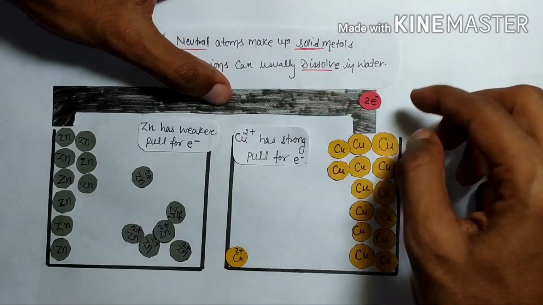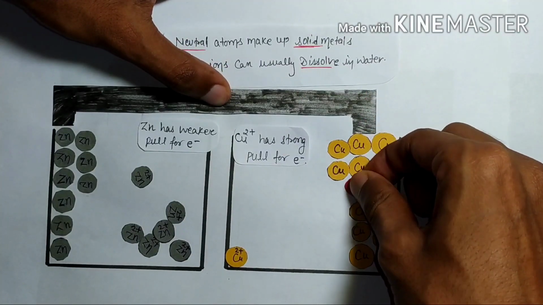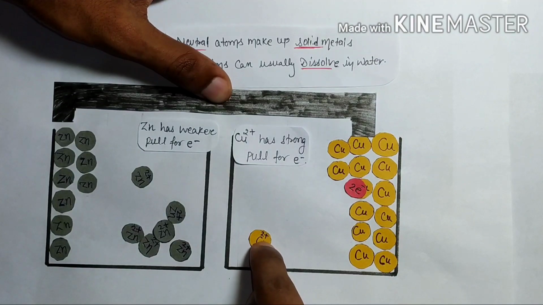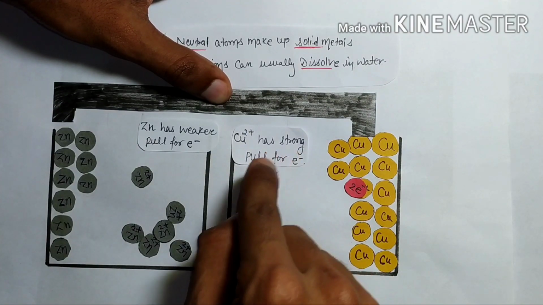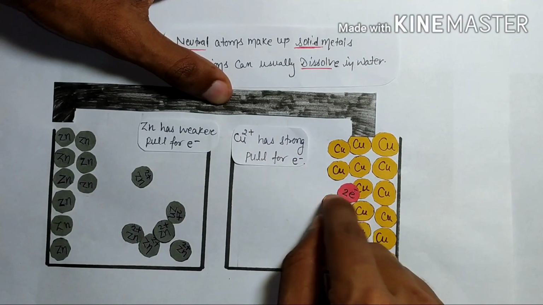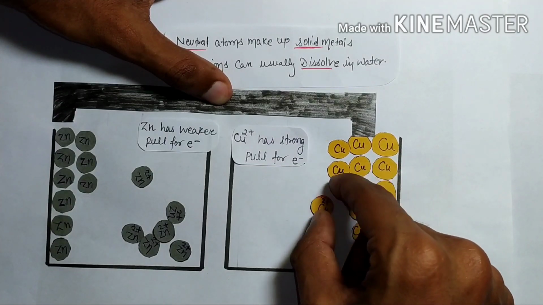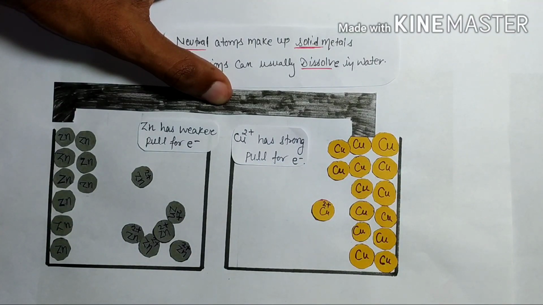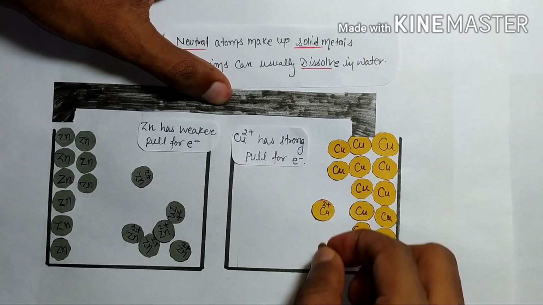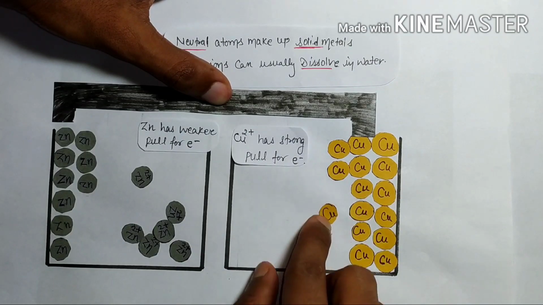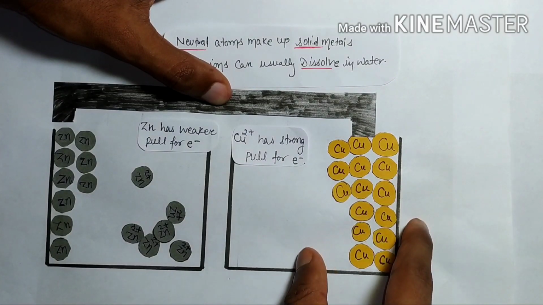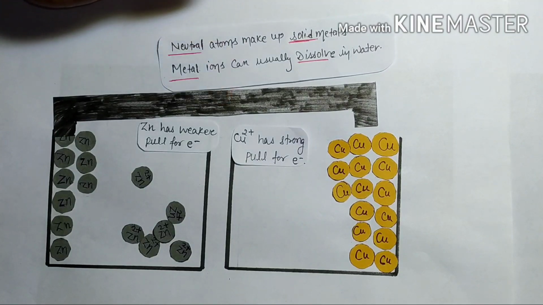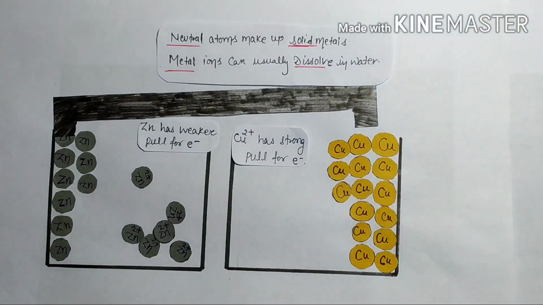These 2 electrons reach this side, and then the Cu2+ in the solution has the stronger pull for the electrons. That's why it will take the 2 electrons and become neutral Cu like this. And this Cu will get deposited on this copper metal piece. Okay, copper metal piece. Right?